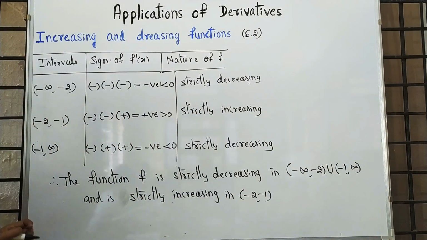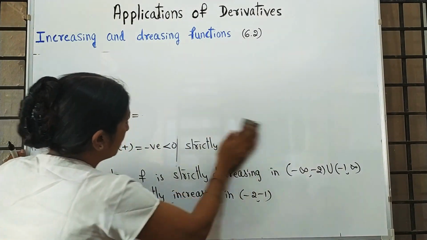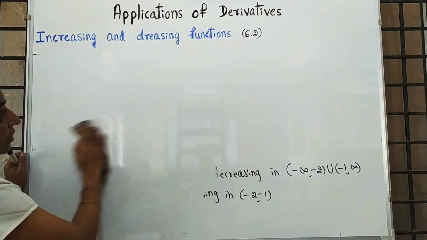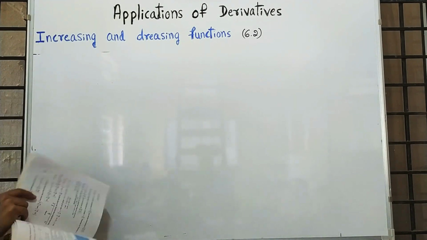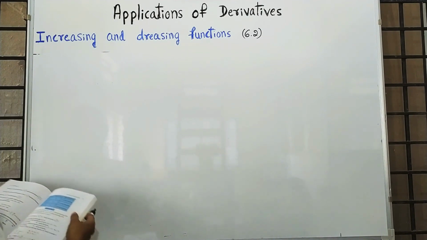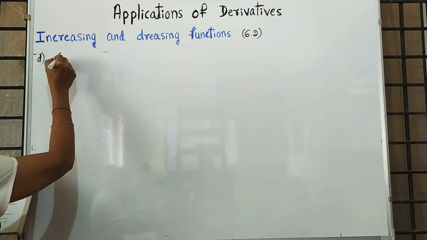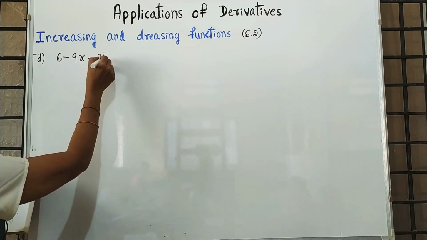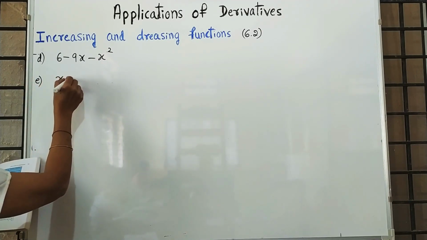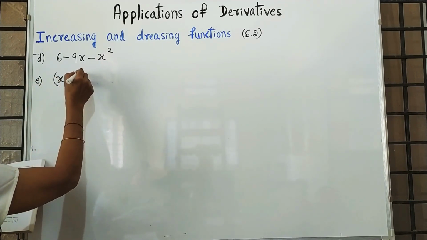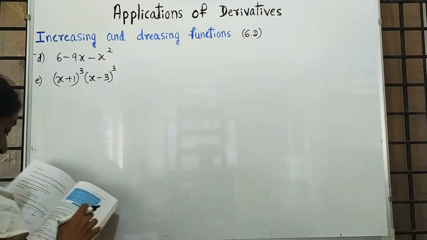So, is it very simple or what? Yes. Moving to the next question. In part 6, exercise 6.2, main question number 6. Third one completed. Fourth one, 6 minus 9x minus x square, is a homework. Fifth one, x plus 1 whole cube into x minus 3 whole cube. Fifth one I will solve now.